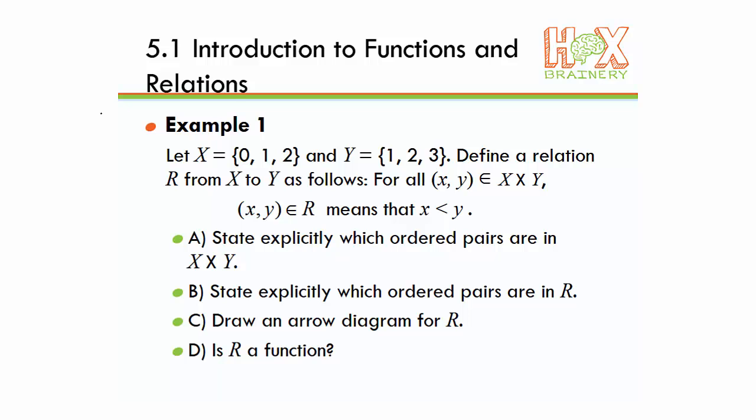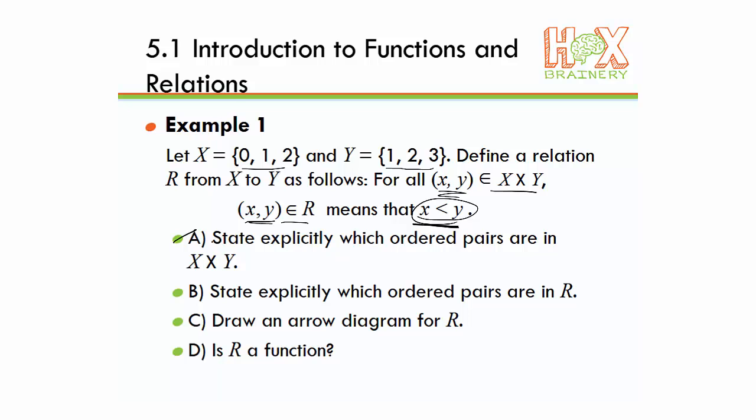Example 1, we're going to let X be equal to the set containing the elements 0, 1, and 2, and Y is going to be equal to the set containing the elements 1, 2, and 3. Define relation R from X to Y as follows. For all ordered pairs (x, y) in the Cartesian product X cross Y, the ordered pair (x, y) is an element of R means that x is less than y. So this is like the condition that has to be met for the ordered pair to be in the relation.